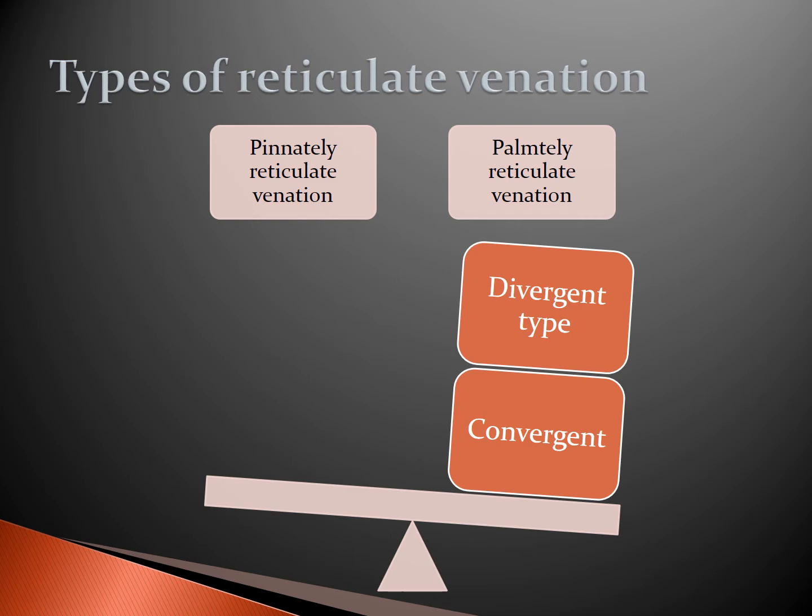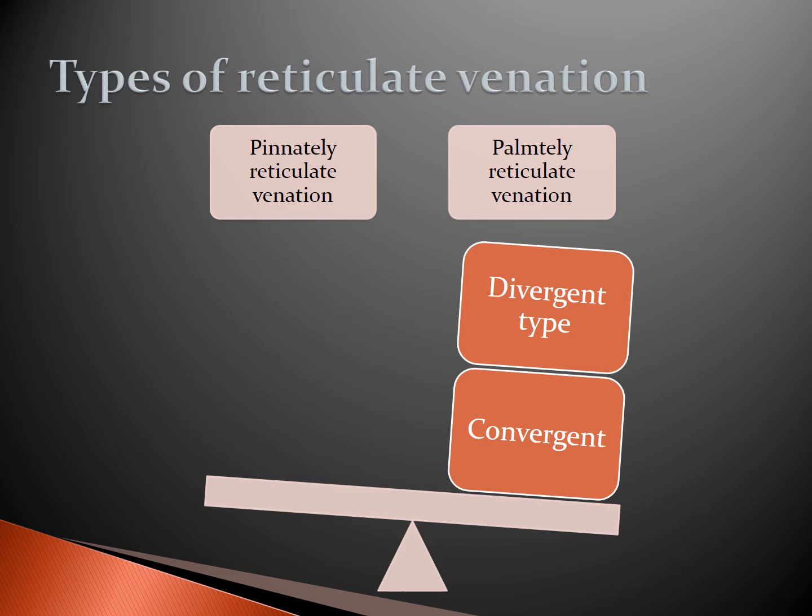First of all, we come to the pinnately reticulate venation. In this type of venation, there is only one midrib in the center which forms many lateral branches. The leaf has one central branch, and from the central branch come out the lateral branches. That is called pinnately reticulate venation. An example for pinnately reticulate venation is Mangifera indica, which is a mango tree.